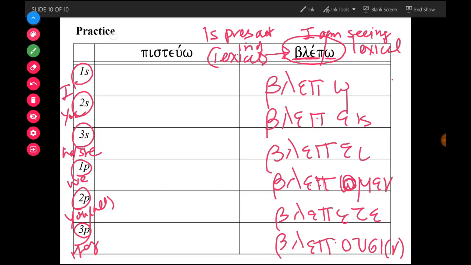So you go ahead and try to fill this out using the word pisteuo. Here's your stem, pisteu. This is your stem. You're going to add o, eis, ei, omen, ete, ousi. Combine it with this stem. You'll have the forms for pisteuo. And pisteuo, by the way, means I am believing. And with that, we conclude our lesson.